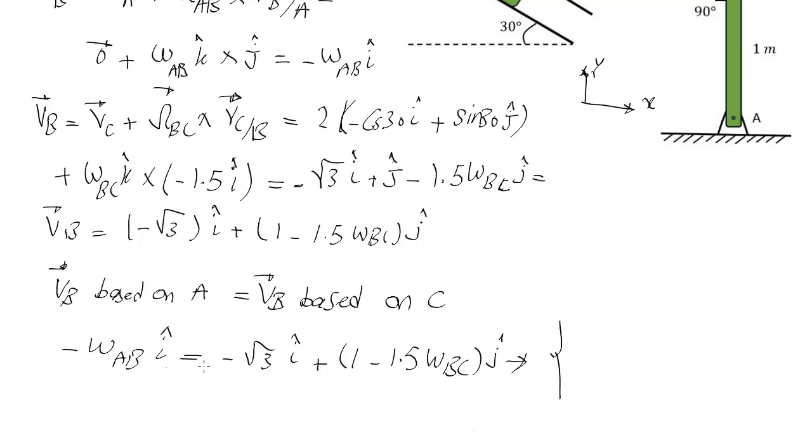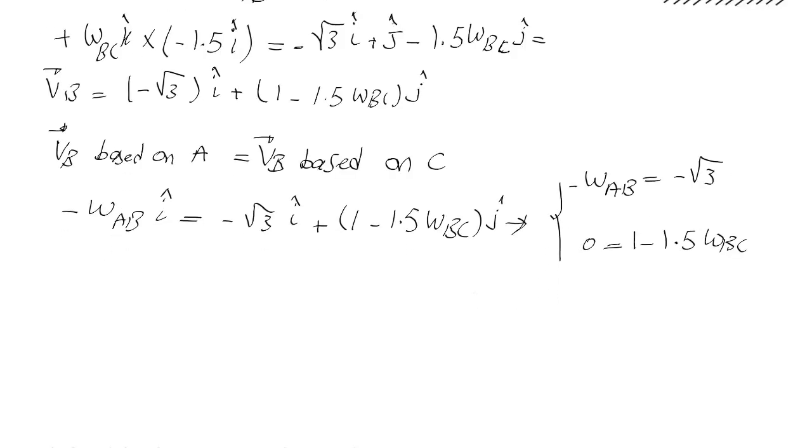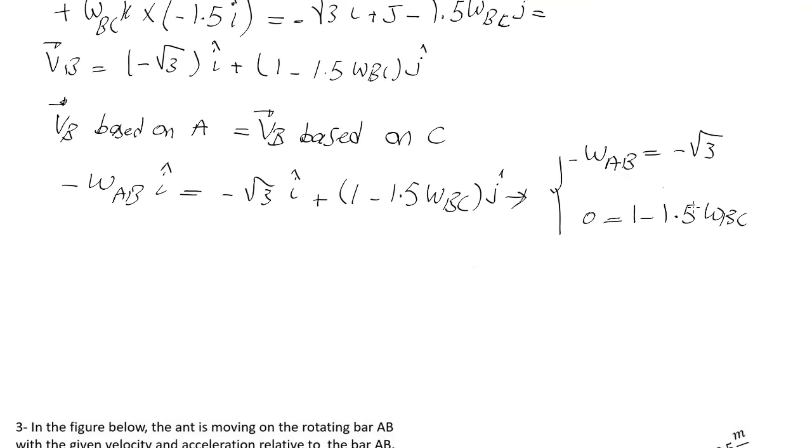So the I terms should be equal to each other, and also the J terms should be equal to each other. So here we have minus omega AB is equal to minus square root of 3. And here we don't have any J component, so that's equal to 0. And here we have 1 minus 1.5 omega BC. So here we have two equations, two unknowns. We can easily find them.